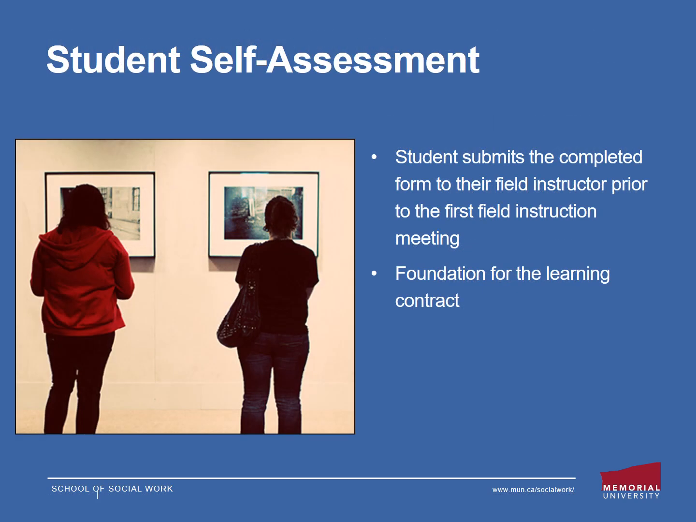So let's talk a bit about the student self-assessment. As mentioned, the student self-assessment template can be found on the school's field education website. The student submits a completed form to their field instructor prior to the first field instruction meeting, so typically 24 hours in advance. This self-assessment is really crucial since it's really the foundation of the learning contract.